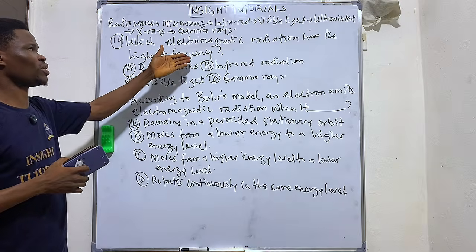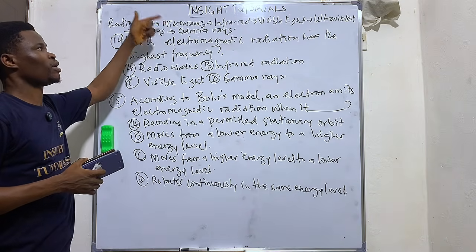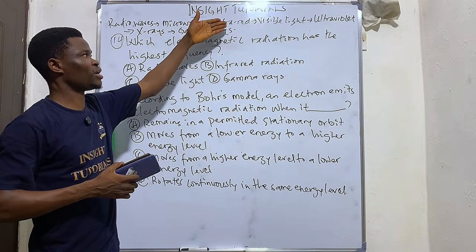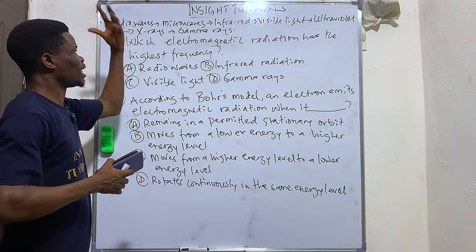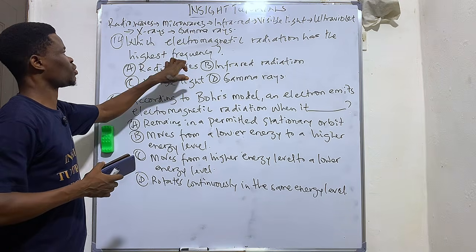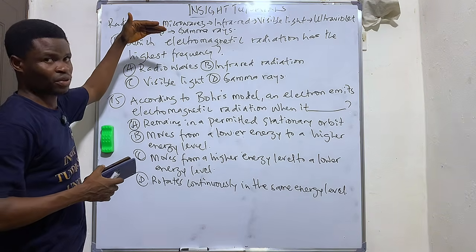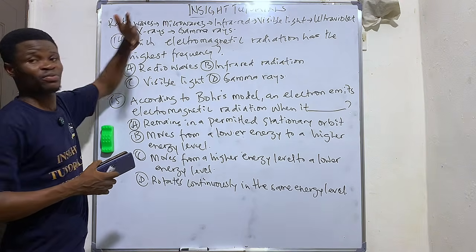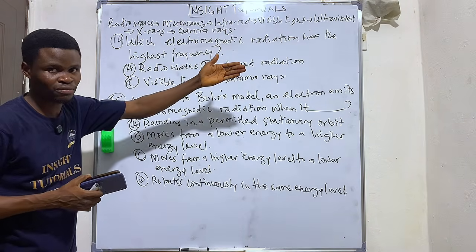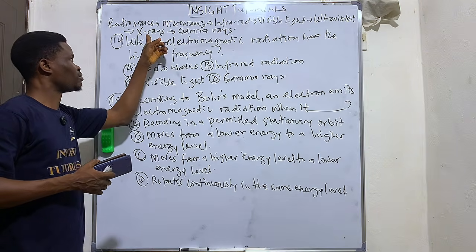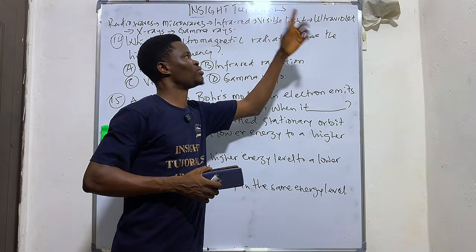Anytime you are asked the highest frequency, notice that radio wave has less frequency compared to microwave. Microwave has less frequency compared to infrared. Infrared has less frequency compared to what? Visible light. So if you are to choose which one has the highest frequency, it is gamma ray. The highest frequency is gamma ray, seconded by X-ray. X-ray has higher frequency compared to ultraviolet, and ultraviolet has higher frequency compared to visible light.